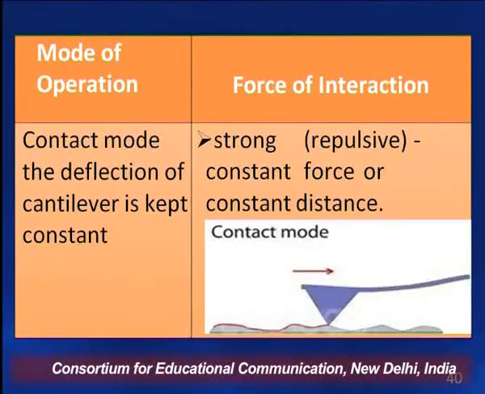Next we see what the contact mode is. The deflection of the cantilever is kept constant in the contact mode. Here we see strong repulsive forces, and a constant force or constant distance is maintained in this contact mode. You see in the diagram that there is a surface and this cantilever, which has the tip, is moving continuously with a constant speed on the surface of the sample. So this is a contact mode.